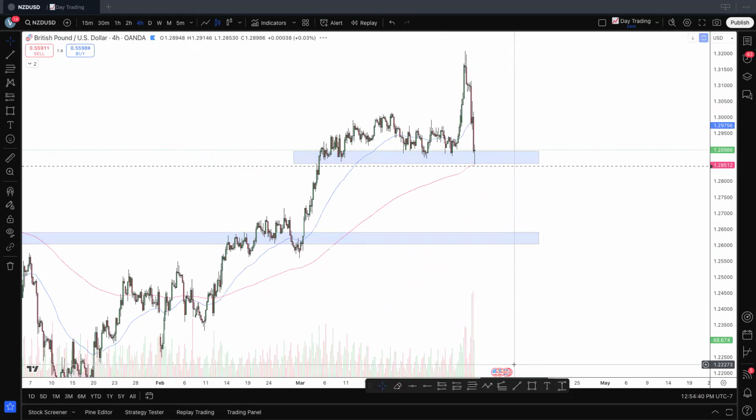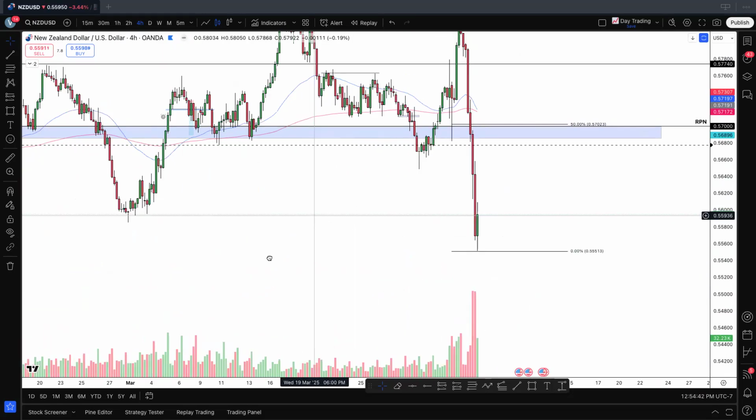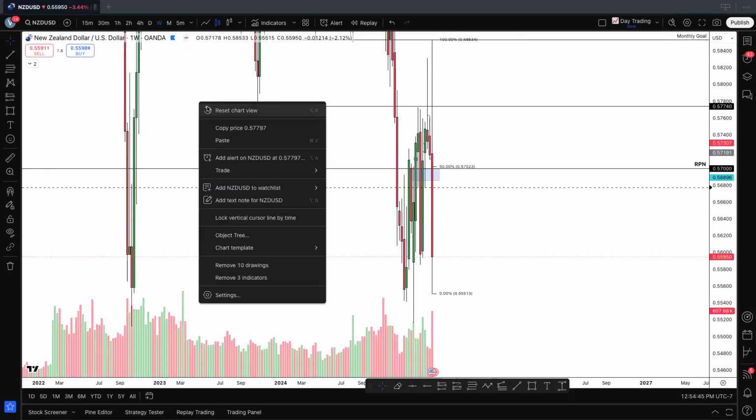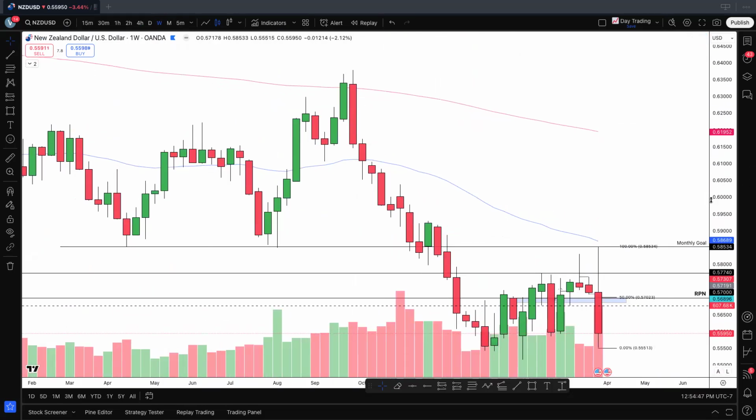Then comes NU, pretty similar to AU. Price is pretty much bearish.